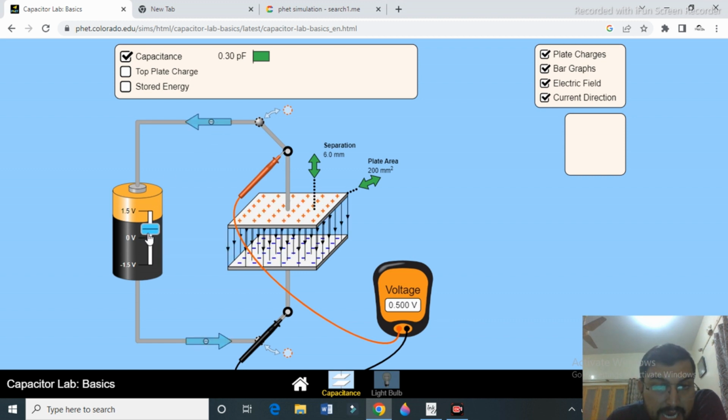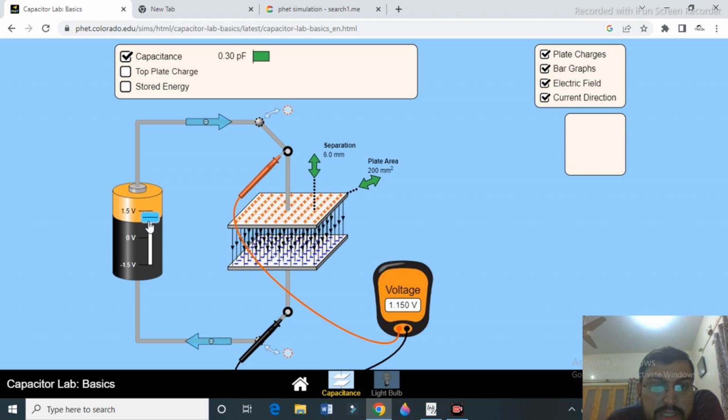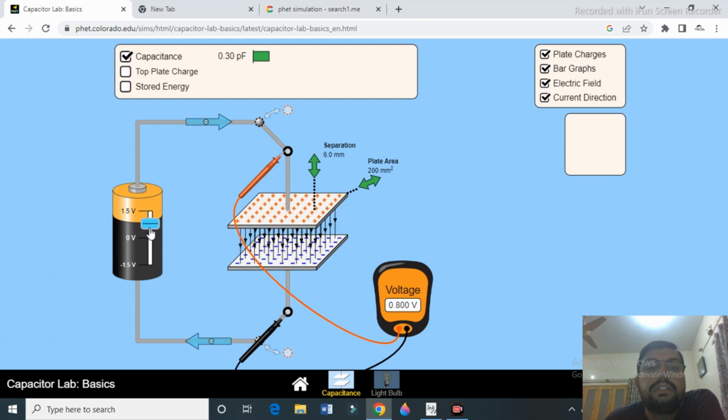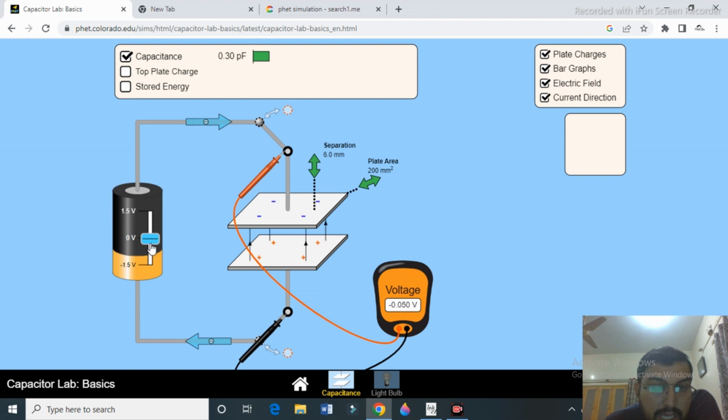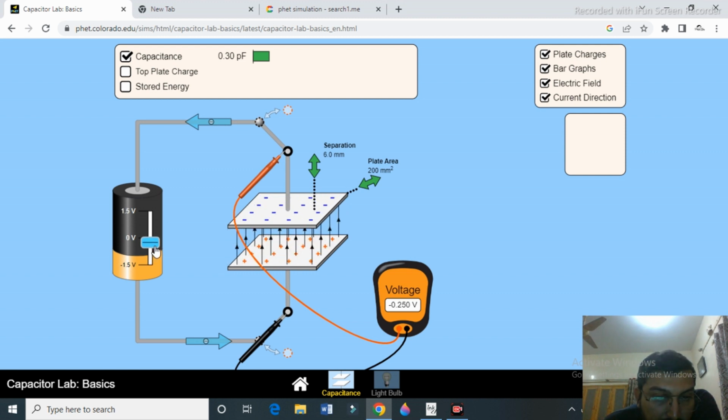I am increasing, charge is building up, and when I am decreasing, charge is being removed. And when I have changed the direction, when I have connected the positive terminal to the other plate and the negative terminal to the other plate, the charge is still building, but it is building in the opposite direction. You see. So what does it tell us about the charge and voltage relationship in a simple capacitor?